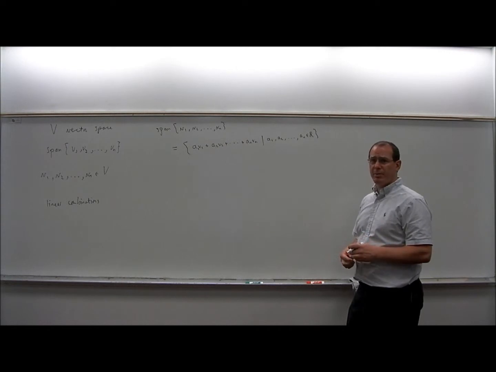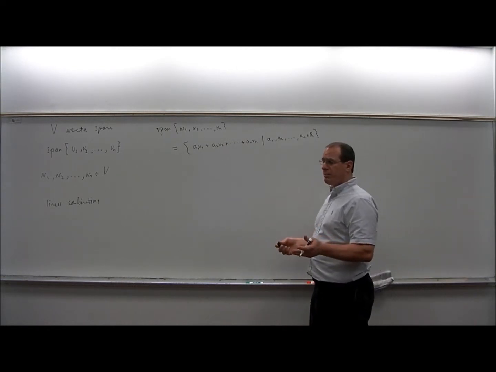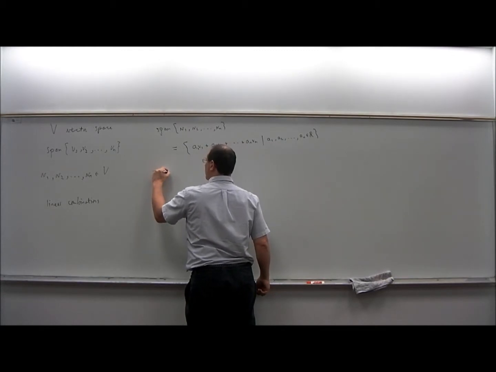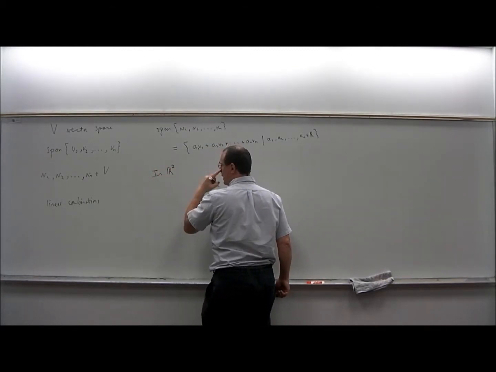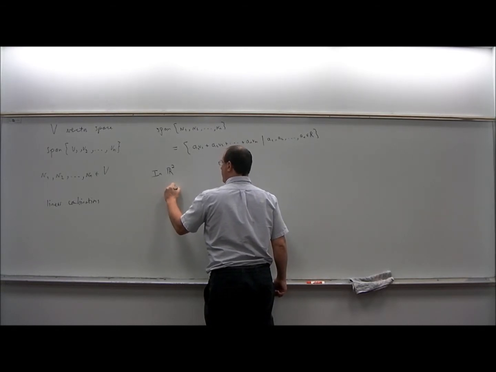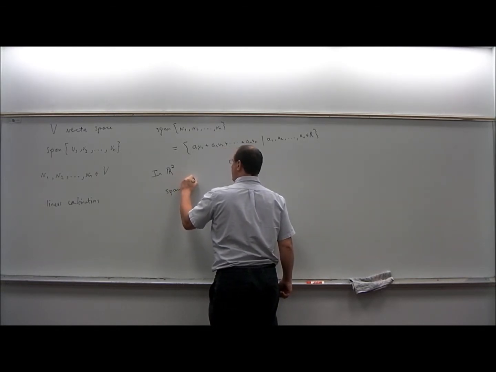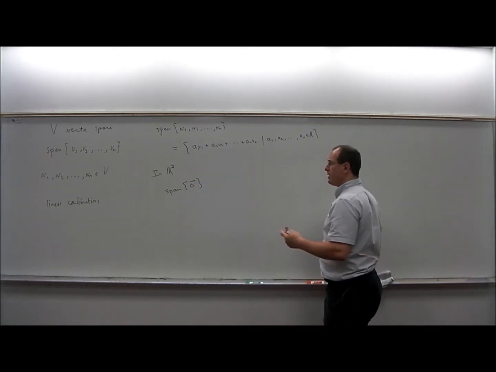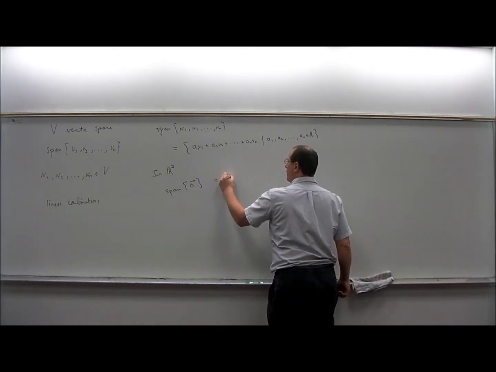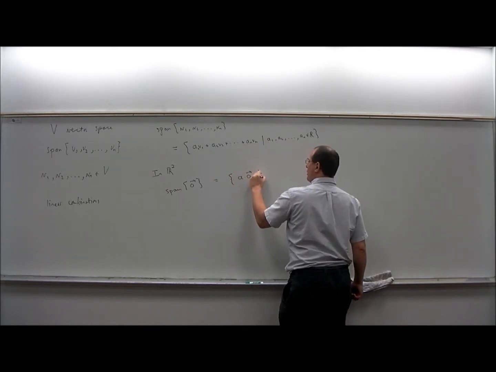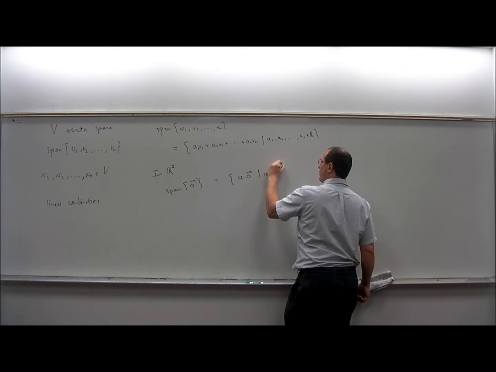Let's look at an example. Let's take a look at what this means in, say, R2. And let's begin with just one vector. First, we'll begin with the span of the zero vector. The span of the zero vector. The definition is that it would be the set of all vectors of the form A times the zero vector, where A is any real number.